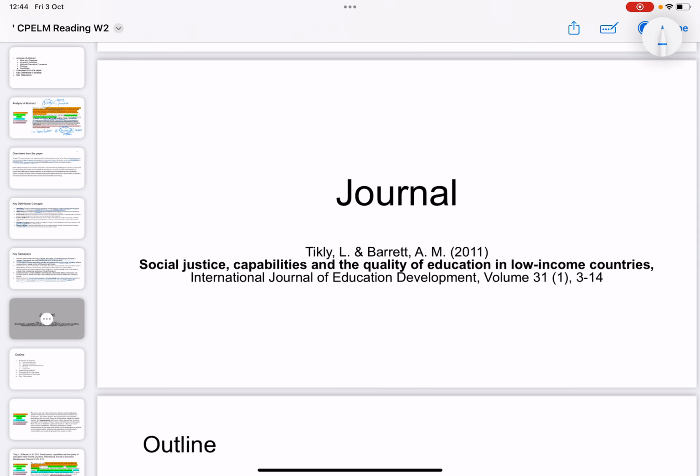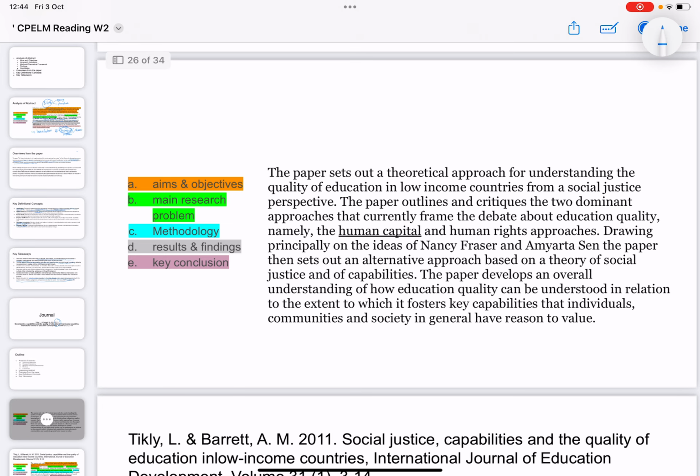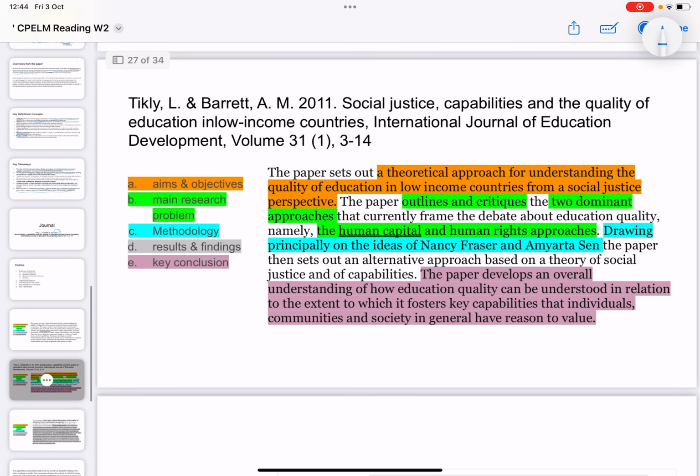The third paper is a paper written much earlier, in 2011, which was like 14 years ago, from Leon Tikly and Angela Barrett. They are both based at the University of Bristol, and this is a very key paper on social justice and capabilities and the quality of education in low-income countries. So this is a really important paper. If you're talking about social justice, you have to read this and you have to cite it. So we'll go really quickly to the abstract.